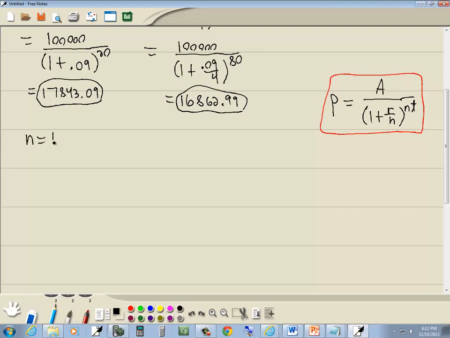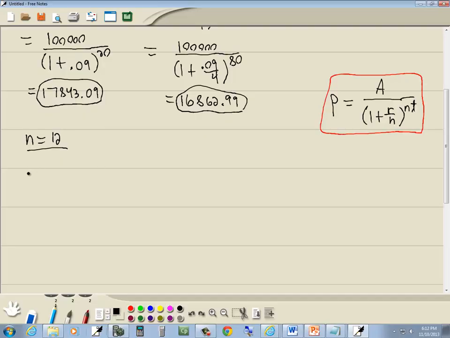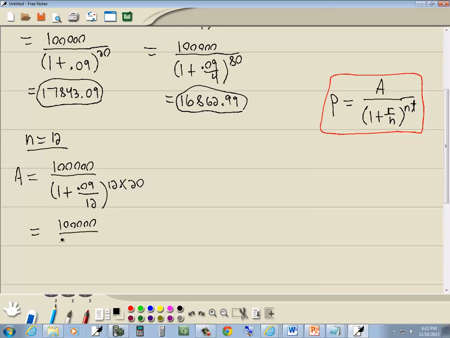Now the next one is n is equal to 12. Same formula. So we're going to plug in everything we're given. A is 100,000 divided by 1 plus R, which is 0.09, divided by N, which is 12, raised to the NT power, which would be 12 times whatever T was, 20. So that gives us 100,000 over 1 plus 0.09 over 12, raised to the 12 times 20, which gives us 240 power.